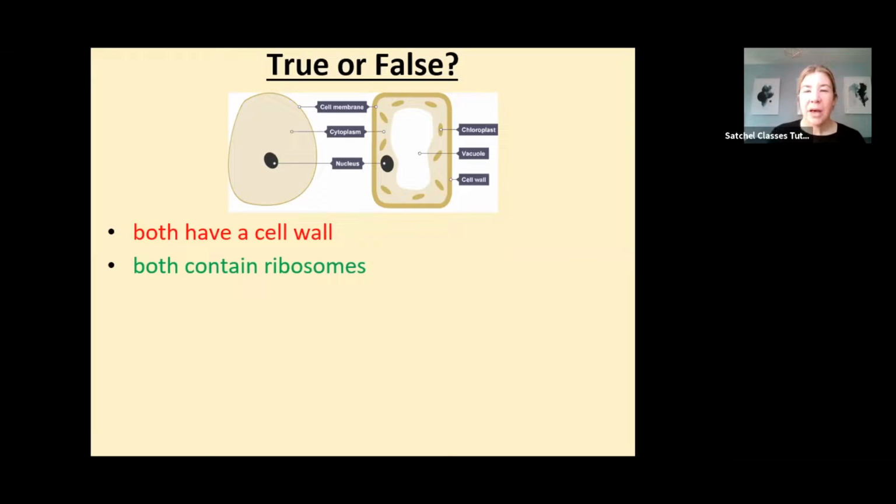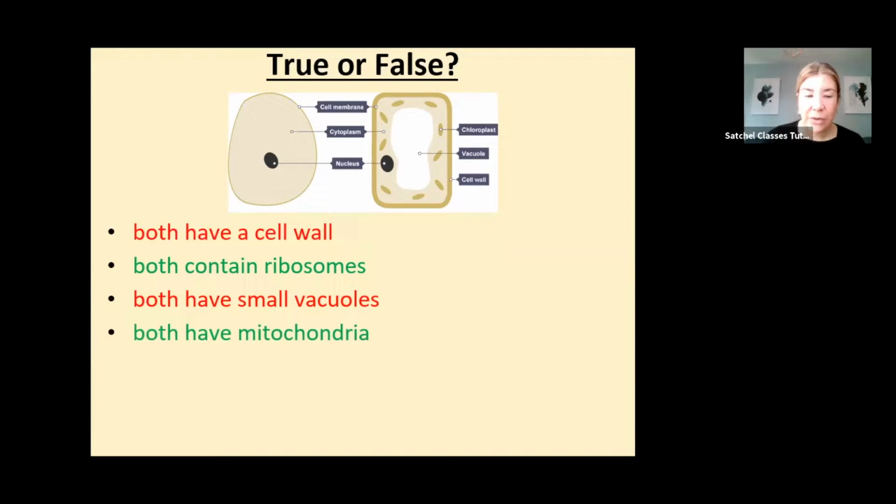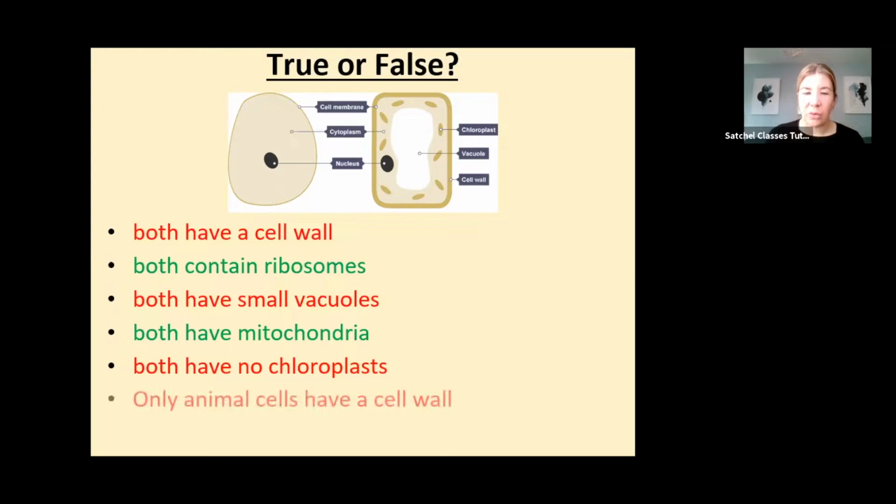In this diagram you can't really see ribosomes, because ribosomes are so small, and they're often given as just dots in a diagram, but they both contain ribosomes in their cytoplasm. Both have small vacuoles is false, because a plant has a vacuole that contains cell sap. Both have mitochondria is true, because both need to respire. Both have no chloroplasts is false. The animal cell is the only one that has no chloroplast. Plant cells can have chloroplasts.